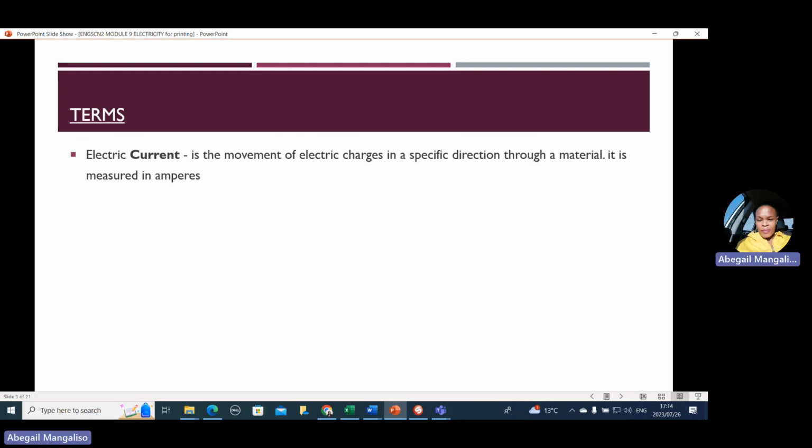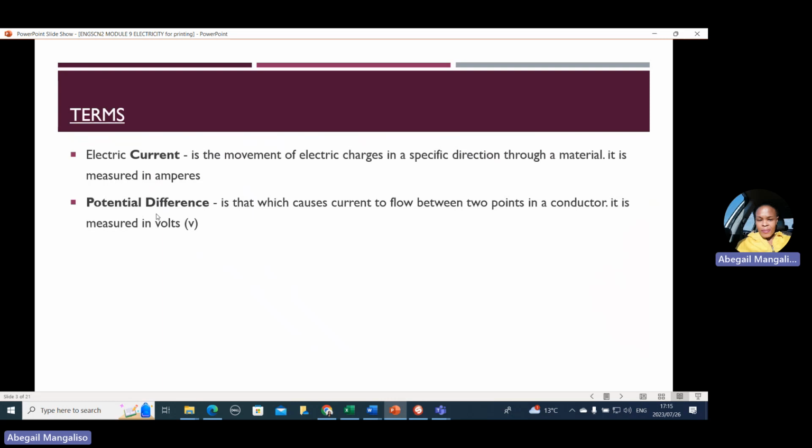Important terms: you must be able to define current. Electric current is defined as the movement of electric charges in a specific direction through a material or through a conductor. It is measured in amperes. So at the end of your calculation, you just put capital letter A as a unit symbol.